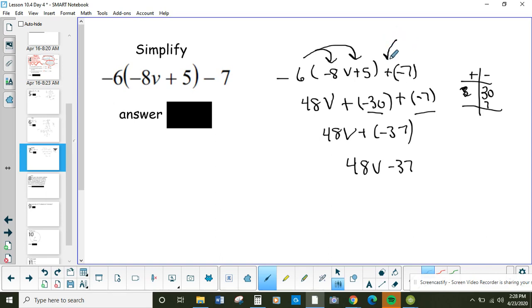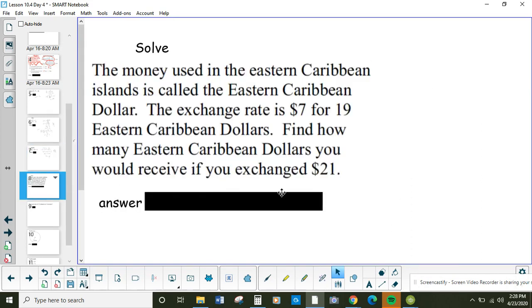Kind of weird that we did rule for subtraction just to undo it later. This is really more for next year. When these get longer, it'll be helpful to have that skill. Okay, so there's our answer. I want you guys to pause the video and try the next problem.